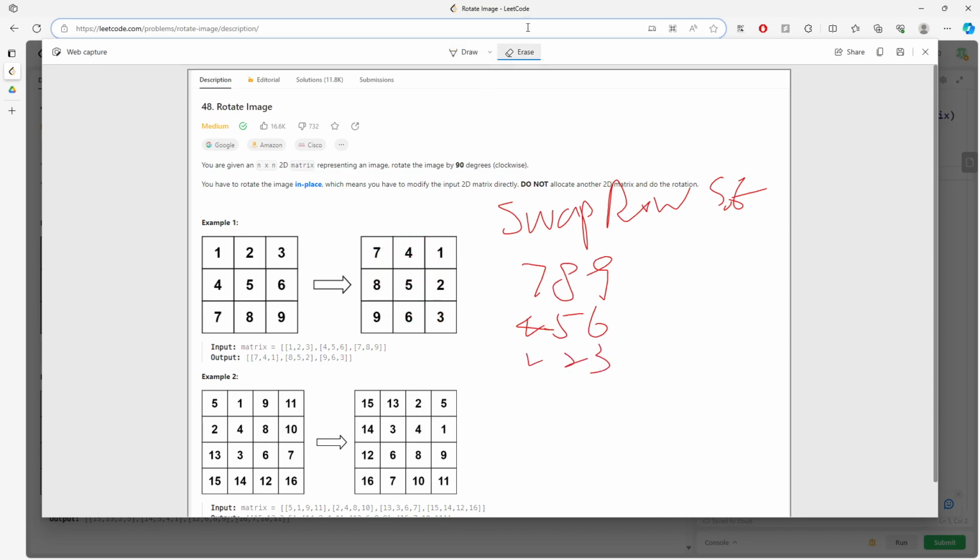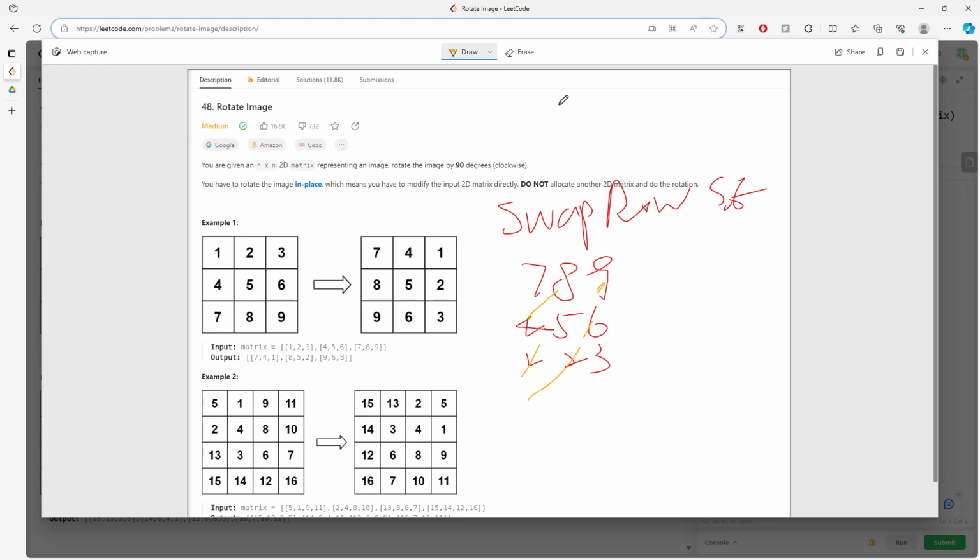Alright, if we notice that, look at it, this is a rotated image, right? Let's look at it: 7, 4, 1; 8, 5, 2; 9, 6, 3. The only thing that has to be swapped is the diagonal values. Swap the diagonal values: this one with this one, this one with this one.